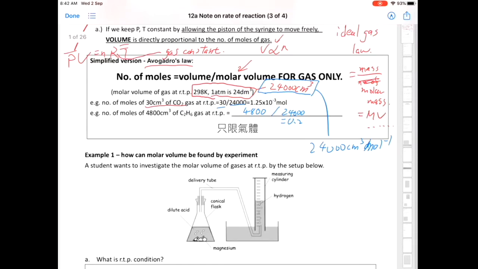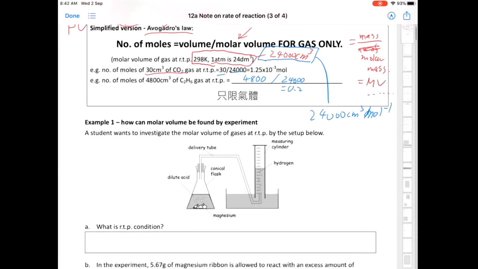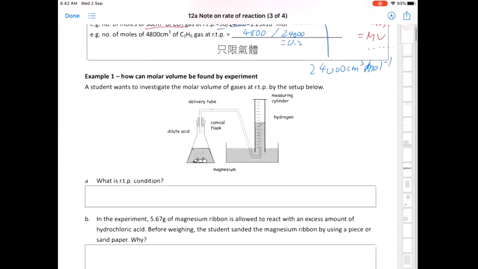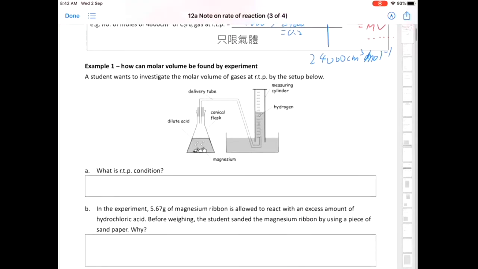Oh, and then the other thing is, how can we measure the molar volume by an experiment? And you just study this setting first, and then think of the principle behind. And I can give you several hints. For this case, the magnesium is the limiting reagent.